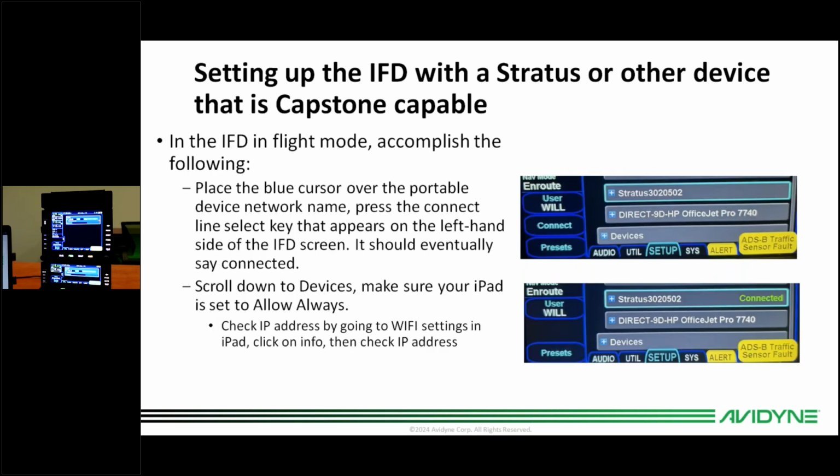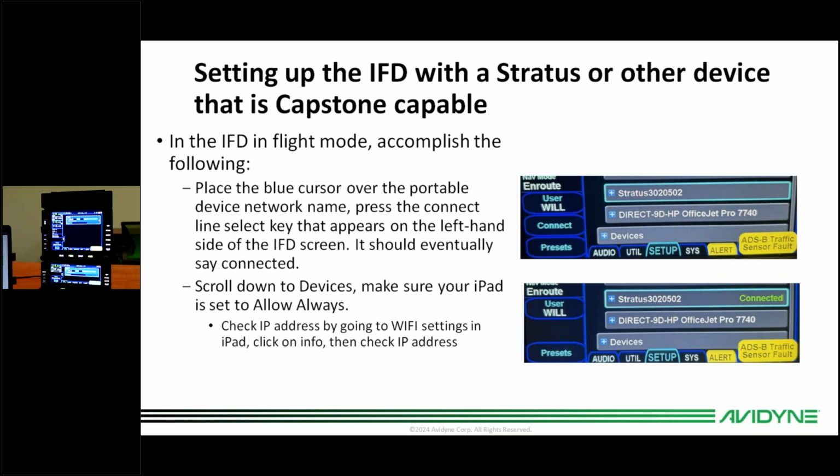and we're going to go ahead and scroll down the networks list because it'll pick up any Wi-Fi from any device that's transmitting Wi-Fi until we get to our Stratus name, which is pictured in the first picture here. Go ahead and select that, make sure there's the blue cursor box around it, and go ahead and press the Connect line select key.